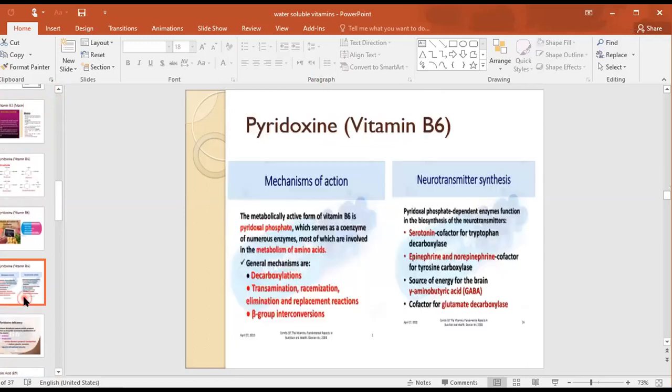So here, vitamin B6, pyridoxal phosphate, is important for the synthesis of nicotinic acid from tryptophan. So if a patient has a vitamin B6 deficiency, she will definitely have pellagra or vitamin B3 or niacin deficiency.